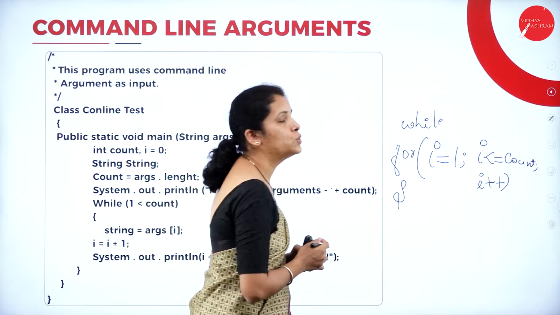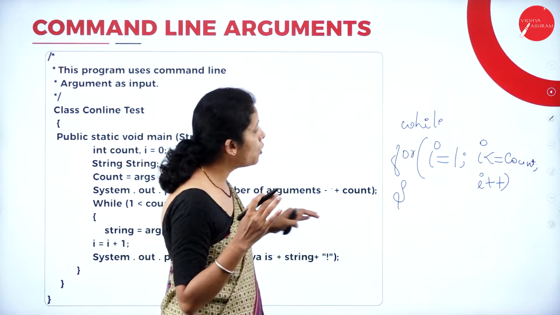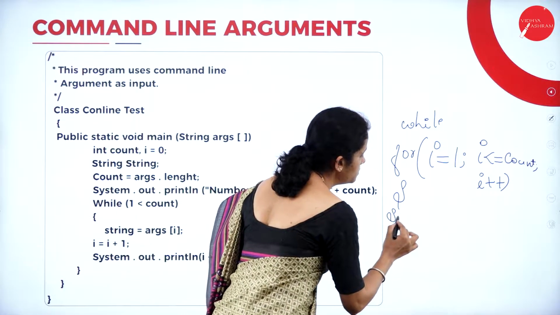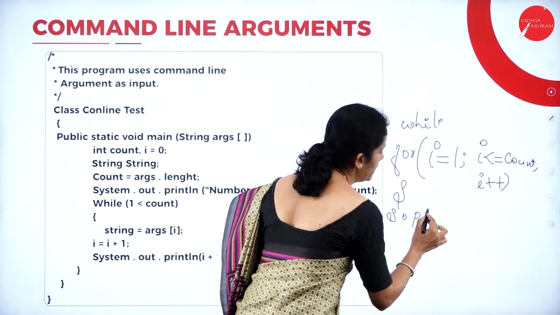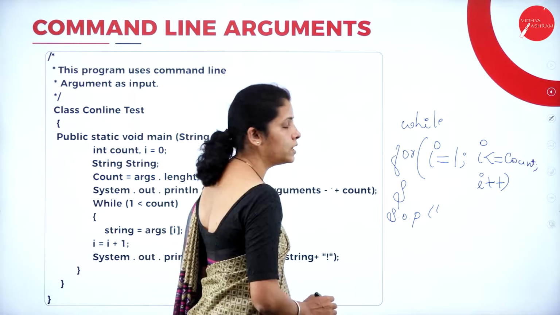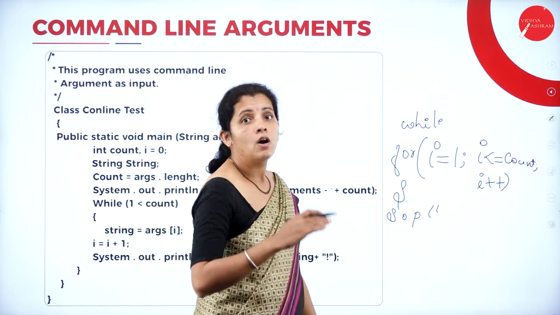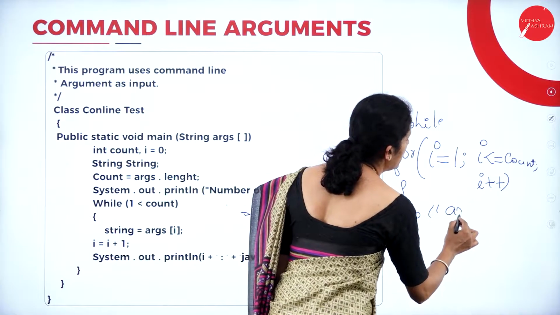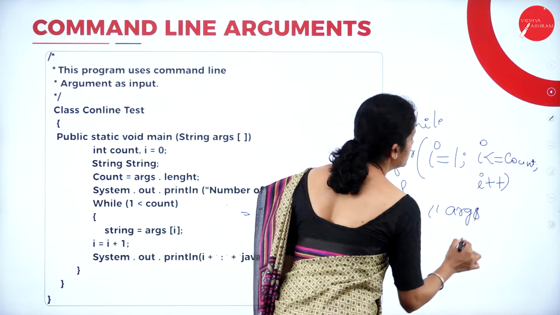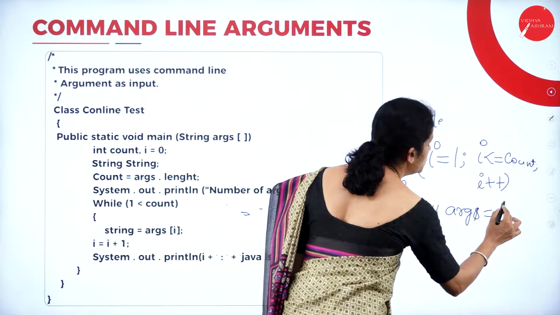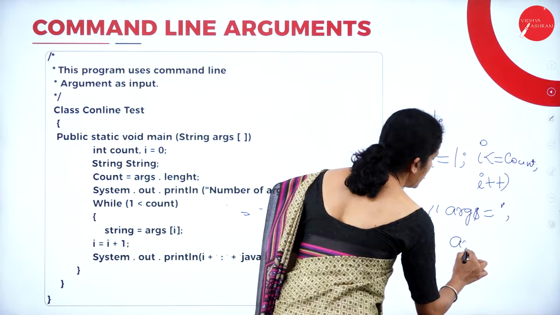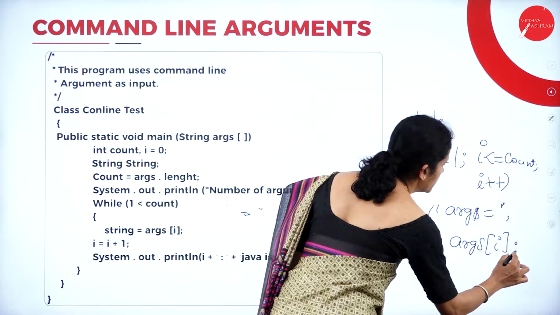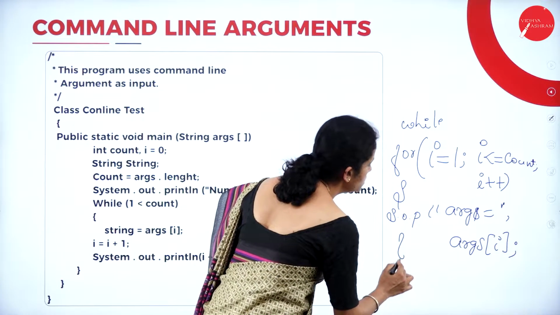Then what I want to do? I want to display the arguments one after another. So I'll write System.out.println. Then I want to display the argument, so I'll write args of i. Okay, now I'm going to close this.